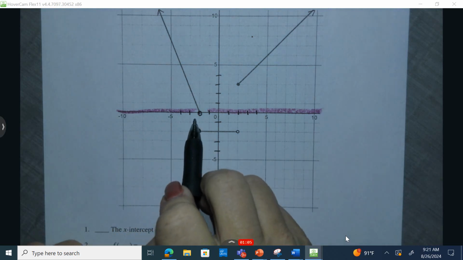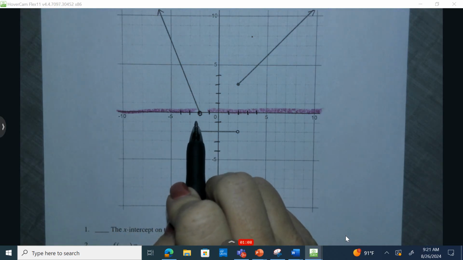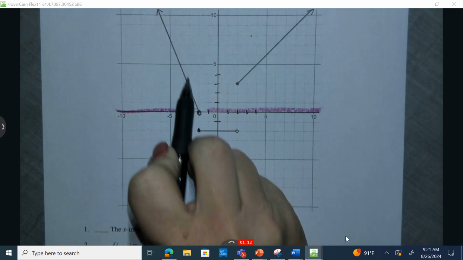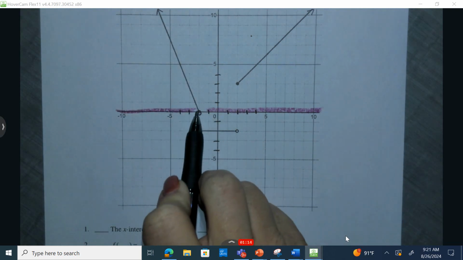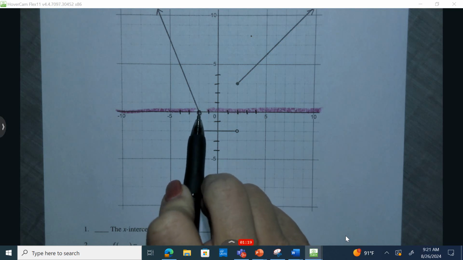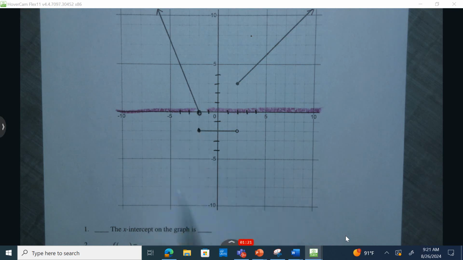The reason why there's no x-intercept is because although it appears that this piece of the function intersects the x-axis at this point, notice there's an open circle there. If this was closed, the x-intercept would be negative 2, 0. Because it's open, there is no x-intercept. Okay, let's do the next one.